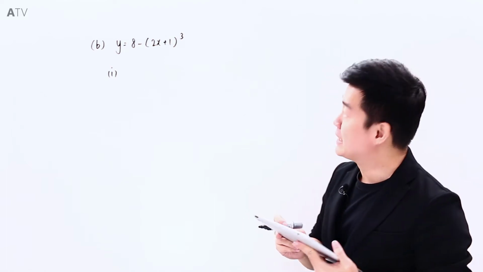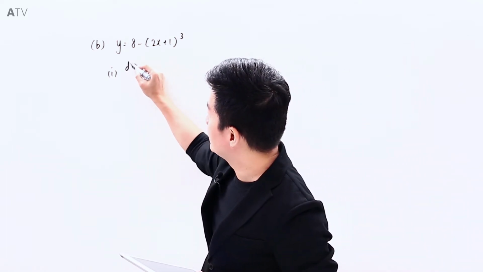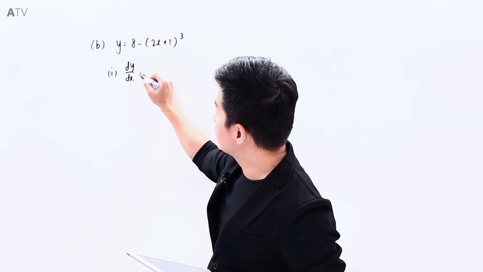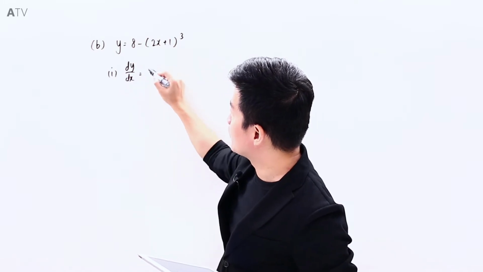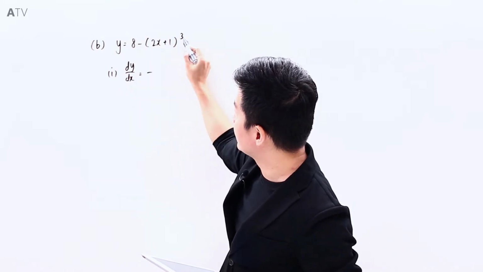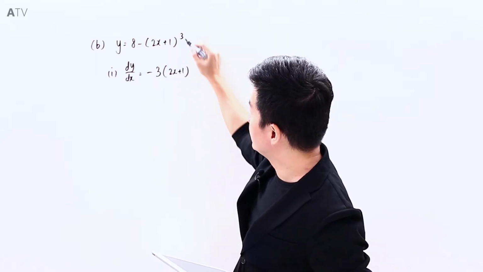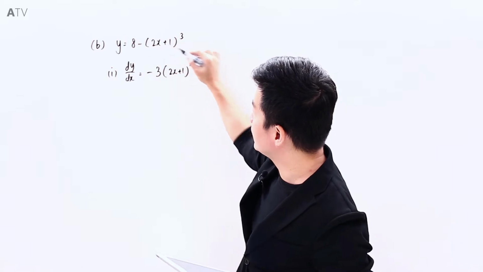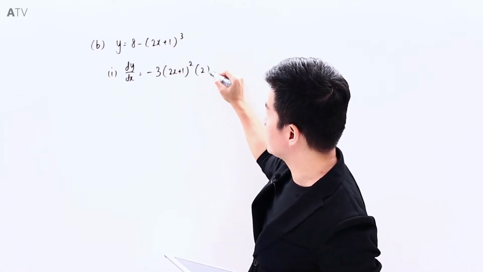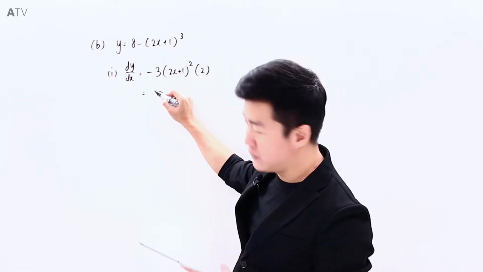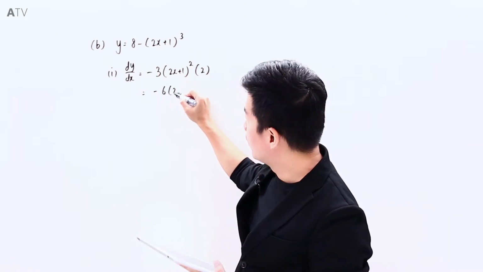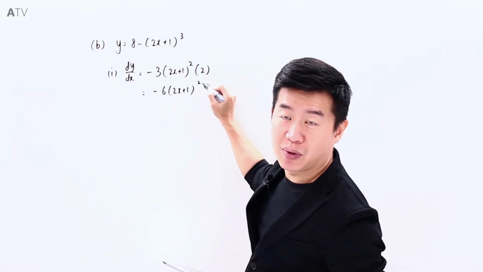Let's first find dy/dx. So from here, dy/dx: differentiating this gives 0, then differentiating this gives negative 3. Let's bring it forward. So this is (2x + 1) to the power of 3 minus 1, which is 2. Differentiating this using the chain rule, this is 2. So what we have is negative 6 over (2x + 1) to the power of 2.